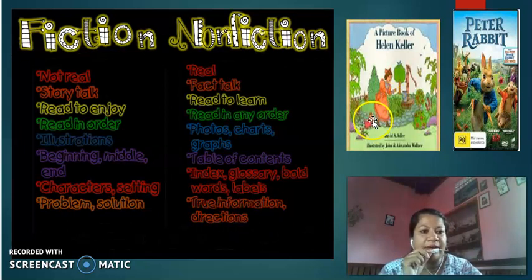So over here I've given you two books. The first one is Peter Rabbit. Now in Peter Rabbit, we know that the story is not real. Check. We know that it is a story. Check. We are reading it to enjoy. Check. We need to read it in order.